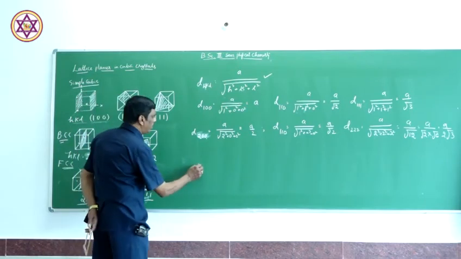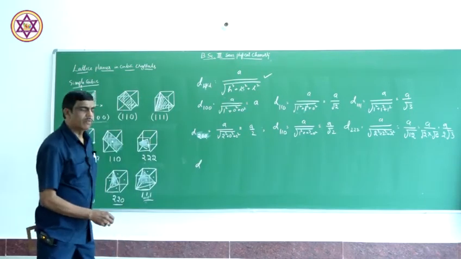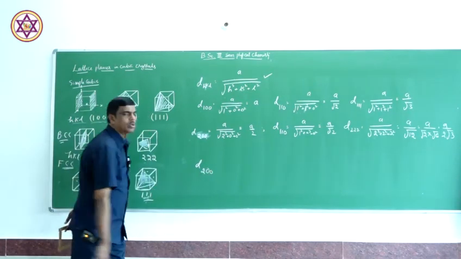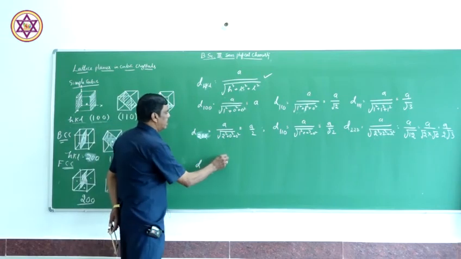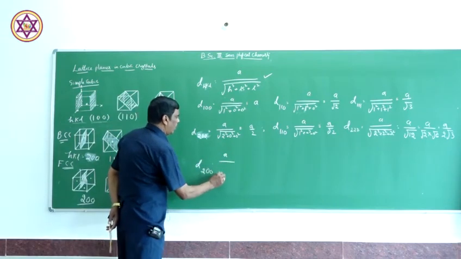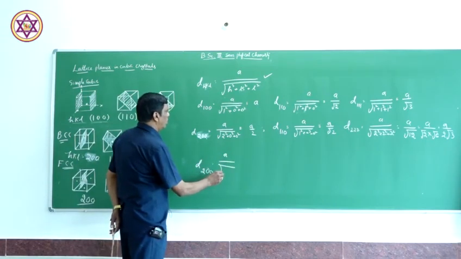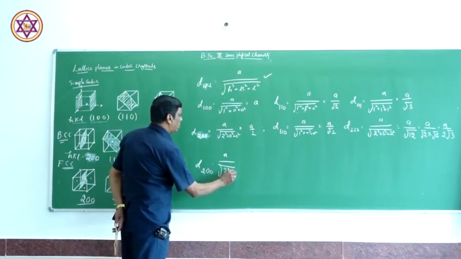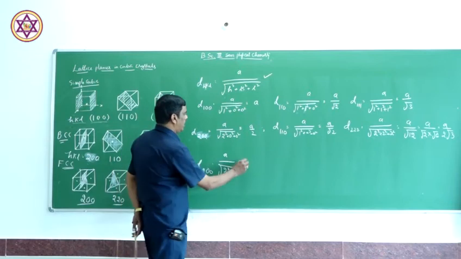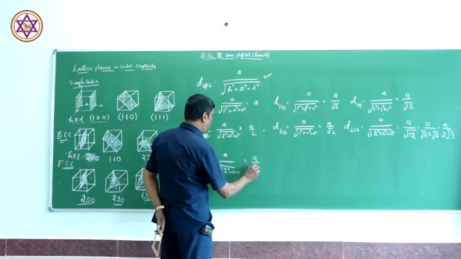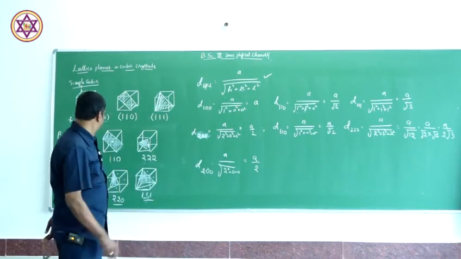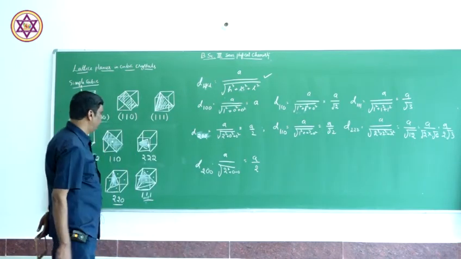Now, let us find out the interplanar distance for the 2, 0, 0 plane, d 2, 0, 0. The interplanar distance is a over square root of 2 square plus 0 square plus 0 square, that is equal to a over 2, a by 2, for the 2, 0, 0 plane.